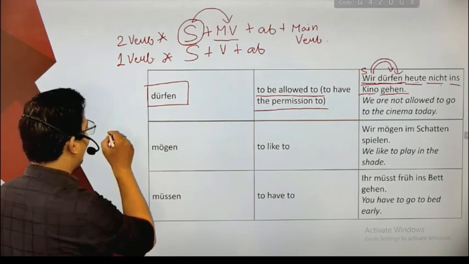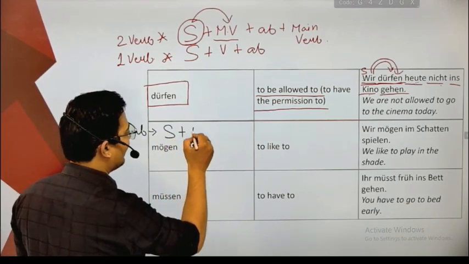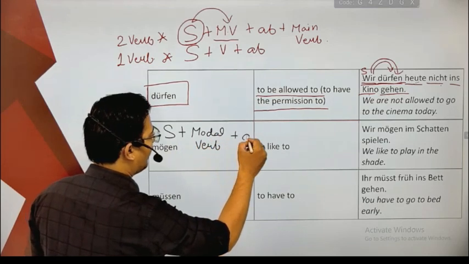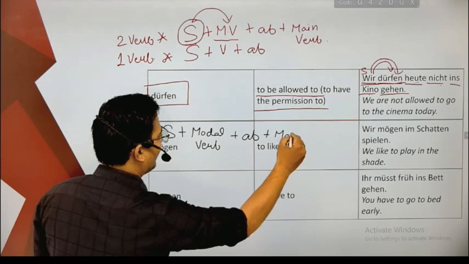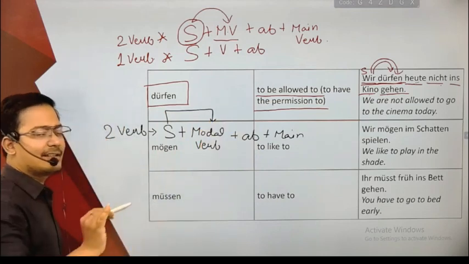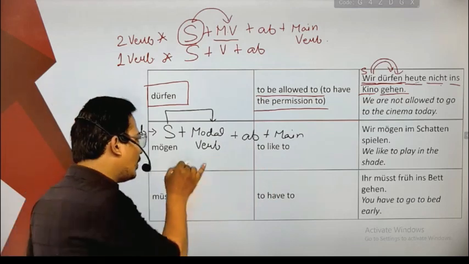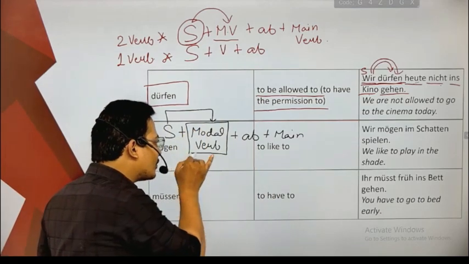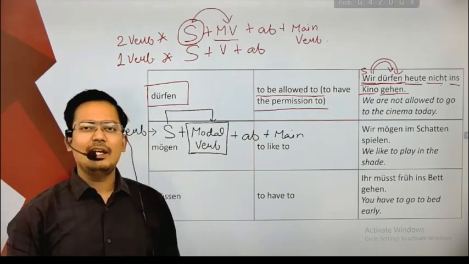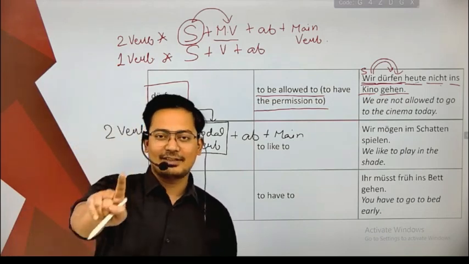Now what I am saying is that if there are two verbs in the sentence, then it is subject plus modal verb plus object plus main verb. Now write this important point: only one verb in the sentence gets conjugated. If there are two verbs, that doesn't mean we have to conjugate both verbs. Only one verb in the sentence gets conjugated, and that too the second place verb, mostly.